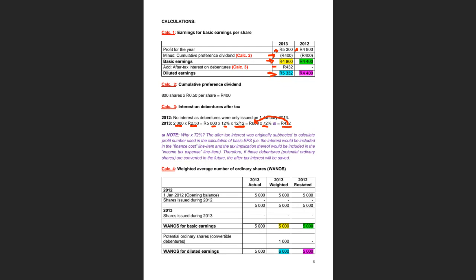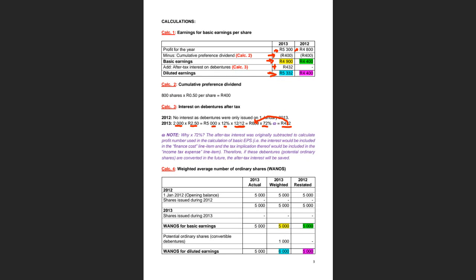Why are we adding it back? Because now we're saving. We're not paying the interest because we're assuming that these debentures have been converted. Because the debentures have been converted into ordinary shares, we no longer have to pay the interest on these debentures because they are now ordinary shares. They're not debentures. So the debenture holders aren't entitled to the interest that relates to those debentures.